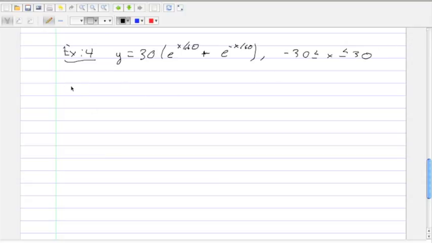So now, this is our y prime. This is 30 or some constant times your function, so the derivative is just going to be the constant times the derivative. So your y prime is going to be 30 times, now the derivative of this is just going to be itself, e to the x over 60, times the derivative of the exponent, which is 1 over 60.